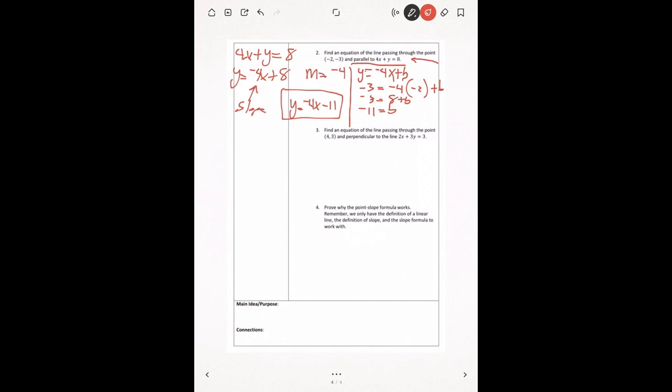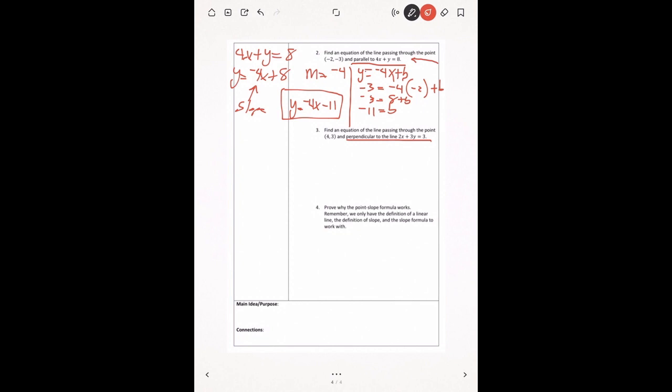So why don't we take a minute, pause the video, and see if you can figure out what the slope of our line is going to be if we know that it has to be perpendicular to 2x plus 3y equals 3. Pause the video and take a minute for yourself to think about this.